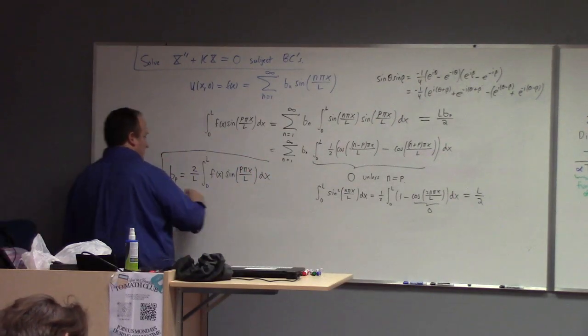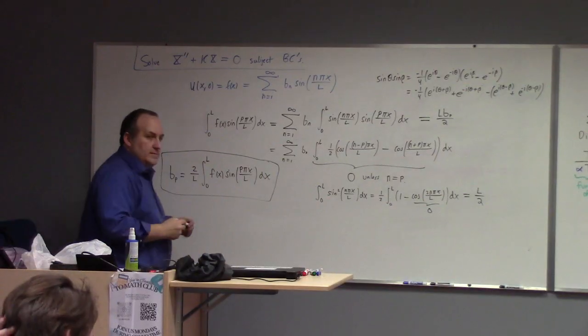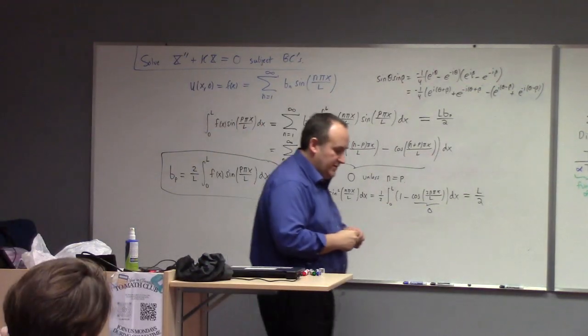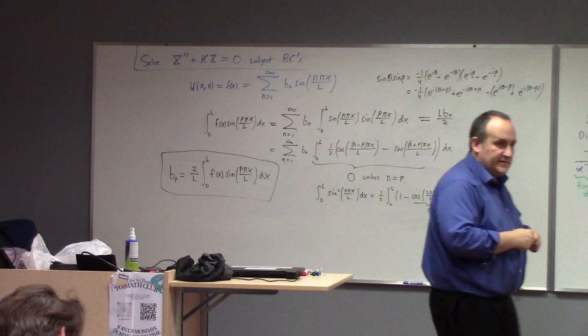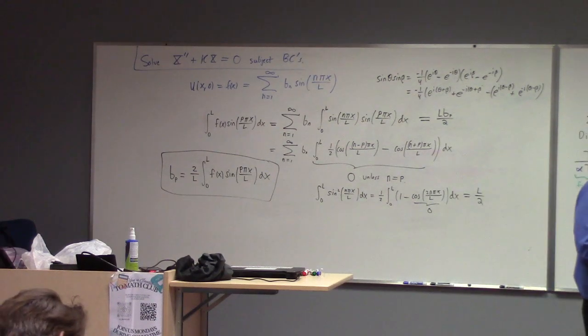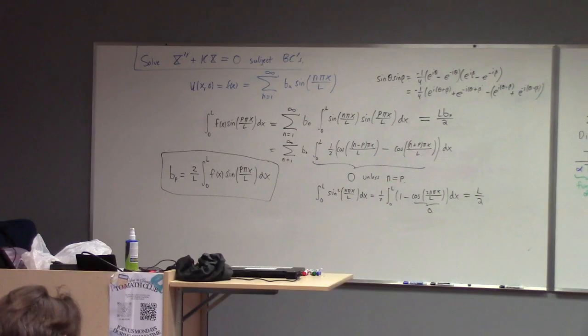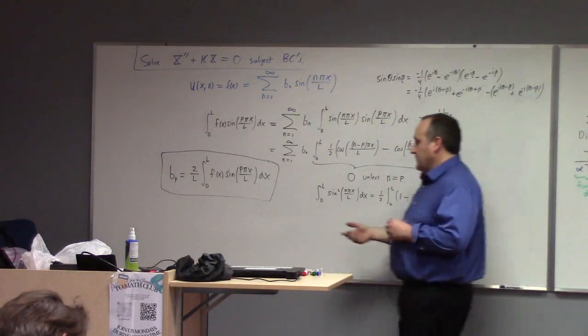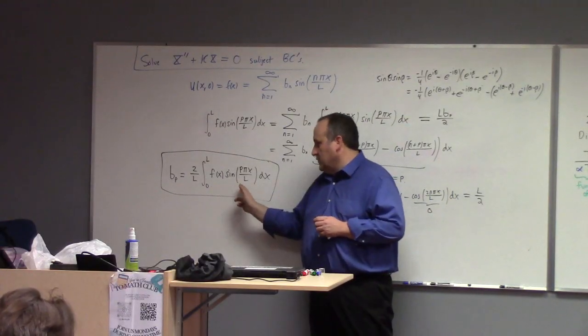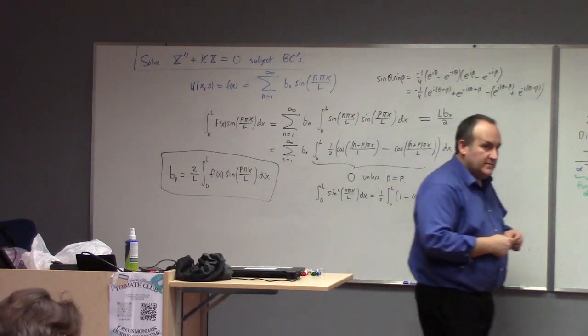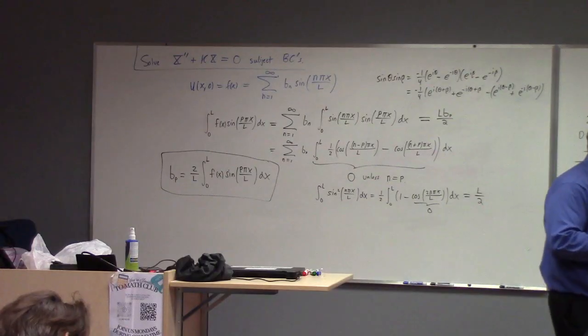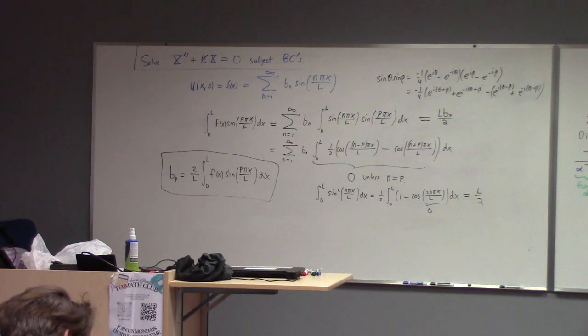This formula right here is part of the theory of Fourier analysis. That's the formula for the sine series coefficient. So you see, all we have to do is take the integral of the given initial temperature distribution, multiply it against the sine like that, and that will tell me the value I need to put next to the sine to build the initial temperature distribution as a sum of sines.